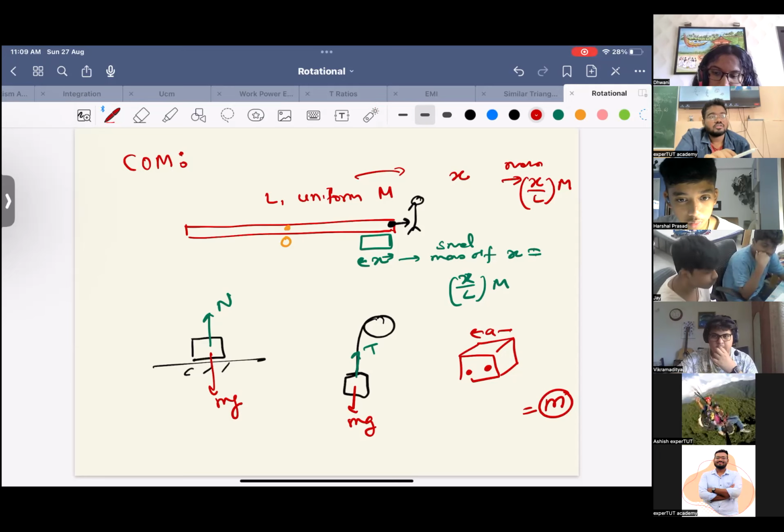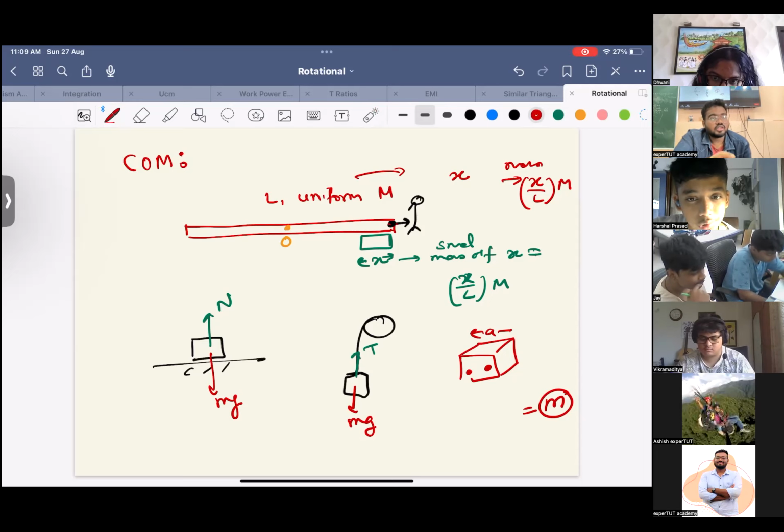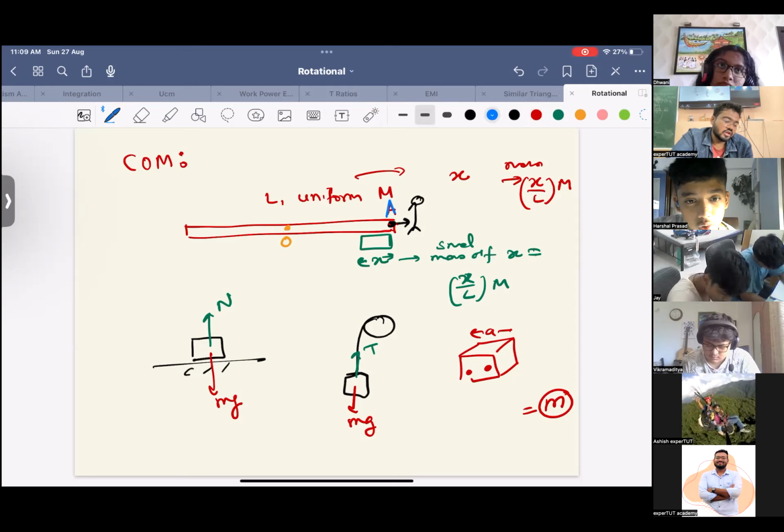mg is acting on the whole body, right? It's acting on a volume. Have you guys understood? Okay. So in this case, next to the rod you made, write: if a man was pulling this to the right, and he is applying a force at point A, so this is my point A, okay.